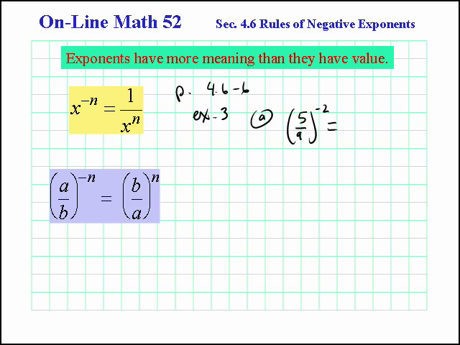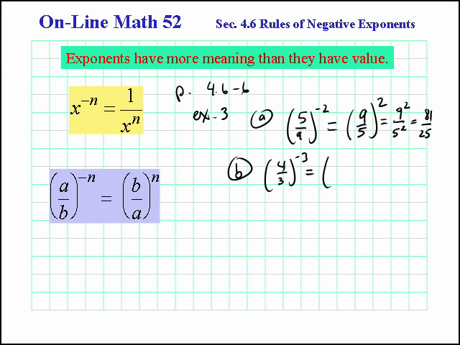So this will become 9/5, that's the one change, to the positive 2 power, the other change. Of course, in this we could say that's 9 squared over 5 squared, and that's 81 over 25. Okay? Let's see, part B. 4/3 to the negative 3 power. Same idea. Two changes, actually. We'll invert the fraction and make the exponent positive. So it becomes 3 to the third over 4 to the third. That happens to be 27. You can multiply it out to demonstrate that. Over 64.